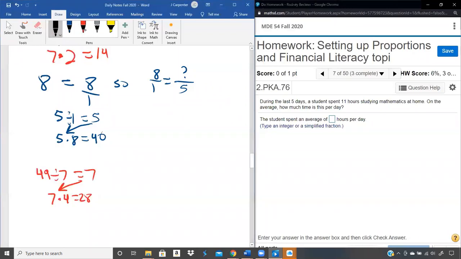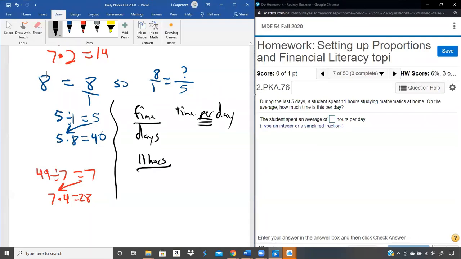So this is us using our words. We need to do time over days, because that's time per day. Time on top, days on the bottom. How do I know that? The word per. Time came before it, top. Days came after it, bottom. So all we're doing is dividing the 11 hours, and notice I'm using my units in this. This is going to be a common theme in the Math 154 class coming up, especially once we hit chapter 3. Divided by the number of days, which is 5 days.